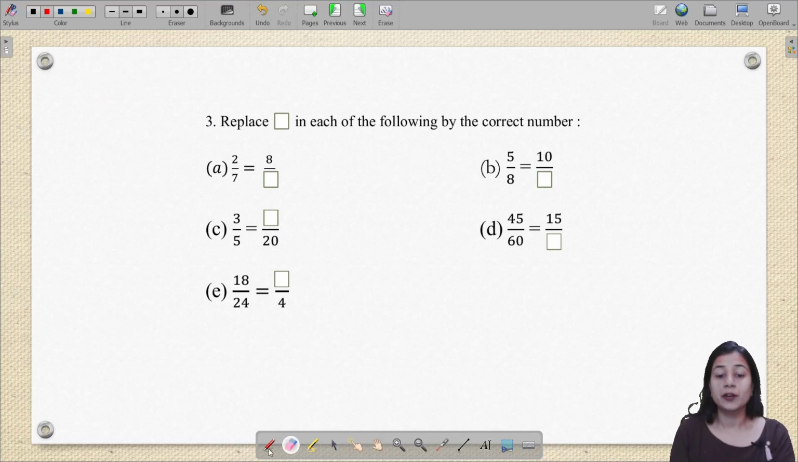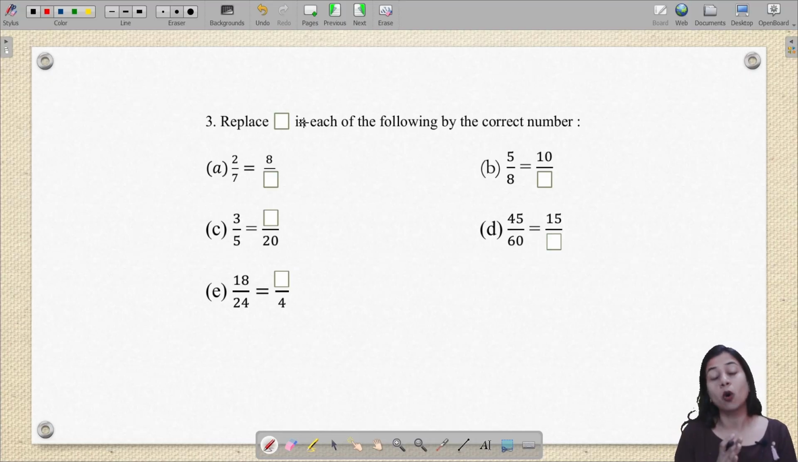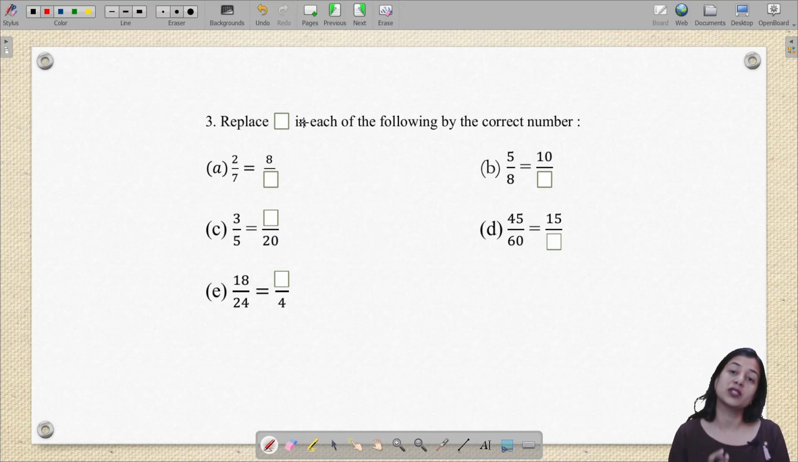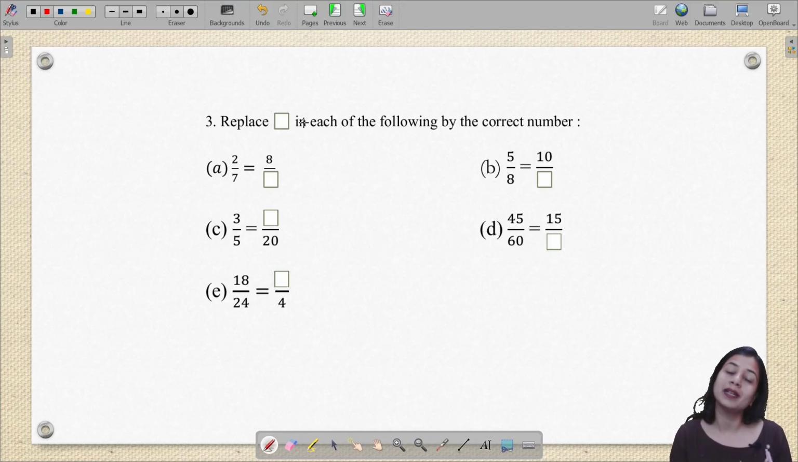Question number 3. Replace the squares in each of the following by the correct number. To solve this question, we need the knowledge of how to obtain an equivalent fraction. I have already explained it in my previous videos, but let's quickly revise it. What we do is multiply or divide the numerator and denominator by the same number, right? So the conditions are that we either multiply or divide, but with the same number, and both numerator and denominator have to be multiplied or divided.